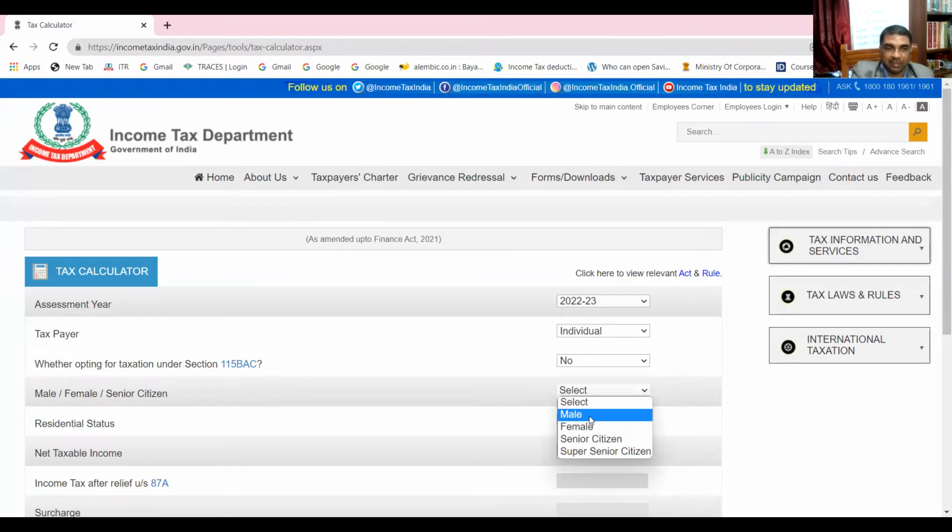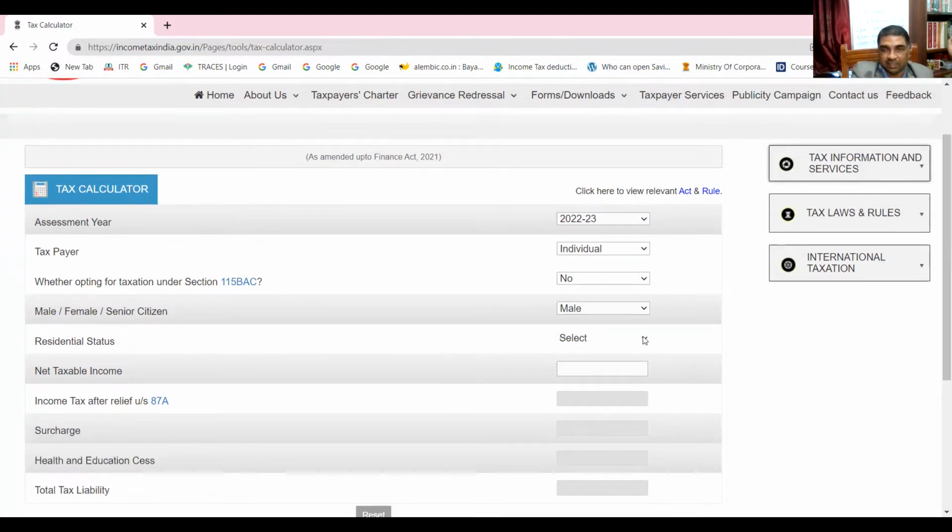Let us say he is a male. Residential status, what should I choose here? Resident. Let us say his total income is 5 lakh. So according to slab rates, he has to pay 12,500. Is it not? But if you click here, enter, you see there is no tax.